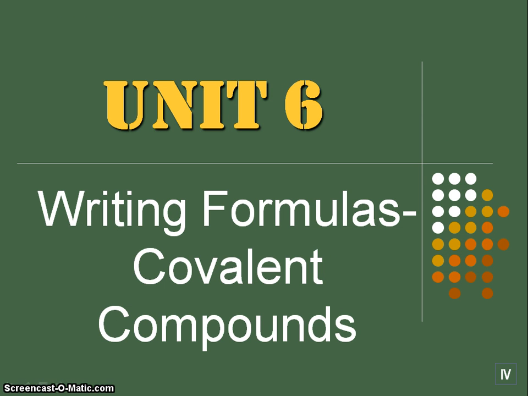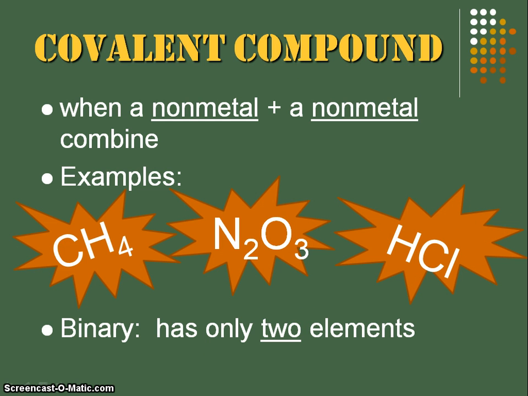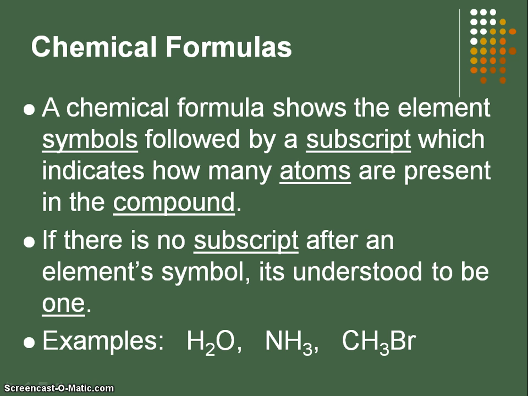So how does it come to writing formulas for covalent compounds? Going backwards, you're going to do the exact same thing, and you're going to see the same properties are true, two nonmetals. The chemical formula you're going to see will show the element symbol, followed by a subscript, which indicates how many atoms are present of that type of element in the compound. Remember, if there is no subscript, then you are assuming that there's only one of those. Examples: H2O has two H's but only one O. NH3, one N and three H's. And then the third one is actually called ternary, not binary, because it has three or more types of atoms, where you see one carbon, three hydrogens, and one bromine.